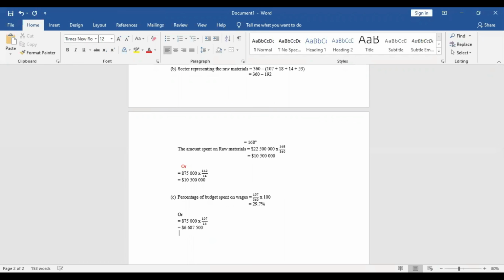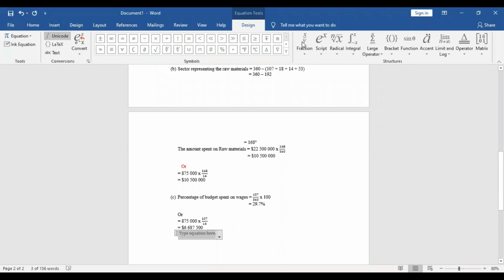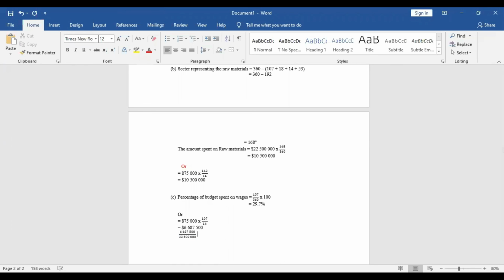Then when you're finished, you take this amount that you have here, which is 6,687,500, and we divide that by the total budget, which was 22,500,000. And then we multiply that by 100, which would also give you the same percentage, 29.7%. So those are the two ways in which you could have done it.